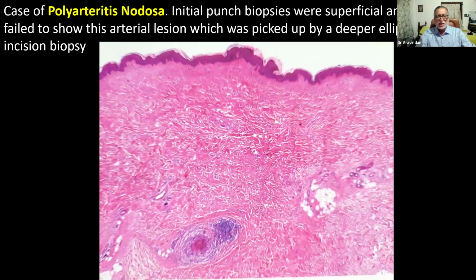So this is a case of polyarteritis nodosa. Right beneath, deep down, you can see a vessel which is afflicted, a medium-sized vessel with inflammation. Now, initial punch biopsies taken did not reach this part, and so there was no diagnosis. It's only with a deeper elliptical incision biopsy that the diagnosis became possible.